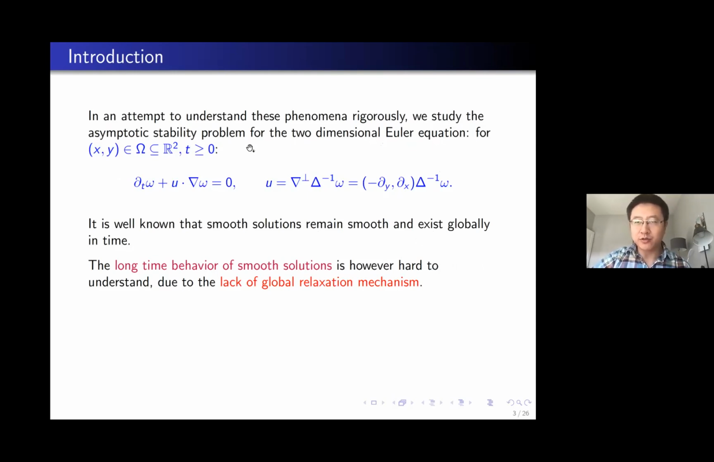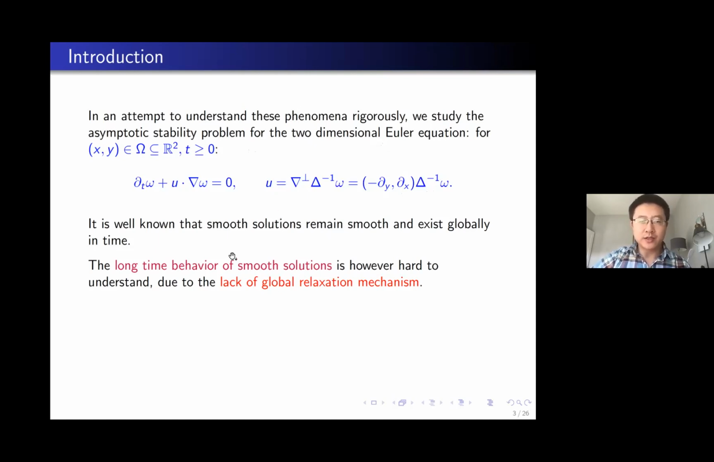Let's recall the 2D Euler equation. You have it in the vorticity formulation: ∂_t ω + u · ∇ω = 0, and u is given through the Biot-Savart law from the vorticity field. You first solve the Laplace equation to get the stream function, and then you take the perpendicular gradient.